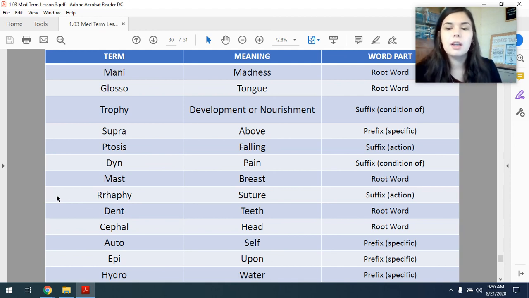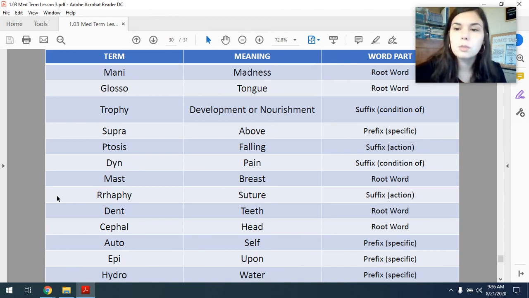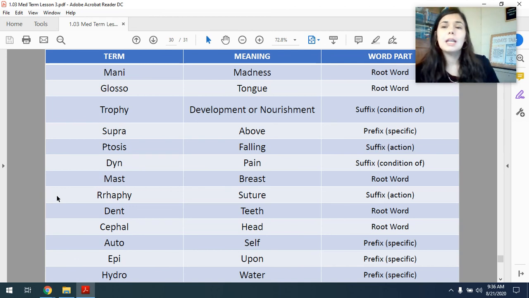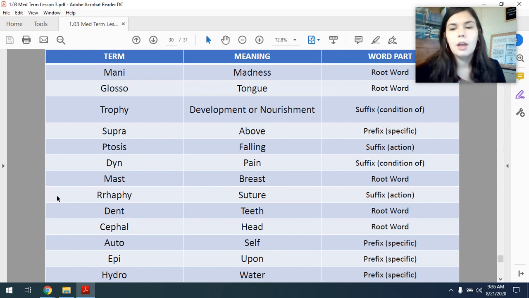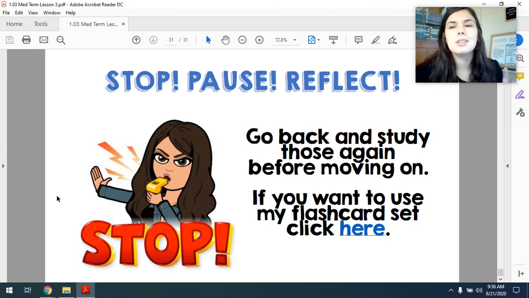Epi means upon, and it's a prefix because it's telling you specifically something is upon something else. And then hydro means water, which is a prefix because it's telling you specifically that there is water in something else or something like that. Okay? Little confusing, I know, but the more that you practice them, the better you'll get at this. And the main thing is that you know the meaning of each of these, and you'll get used to seeing what they look like in different terminology.